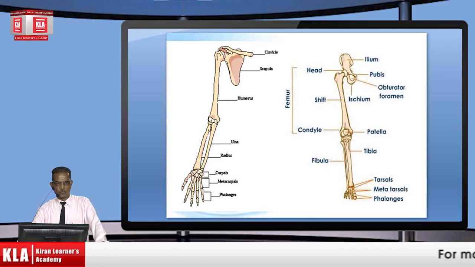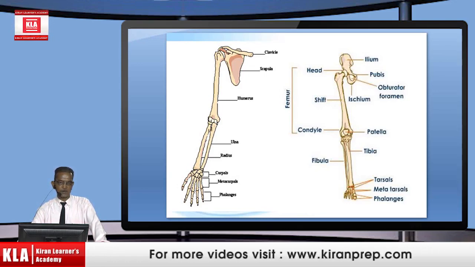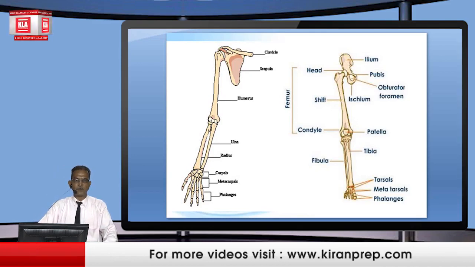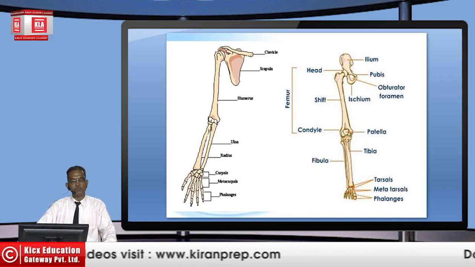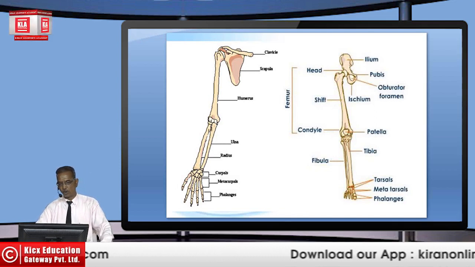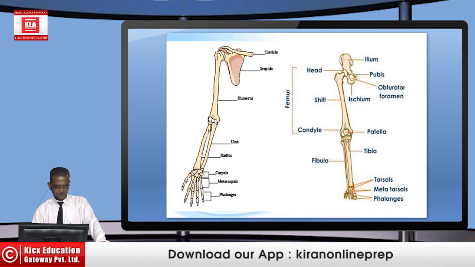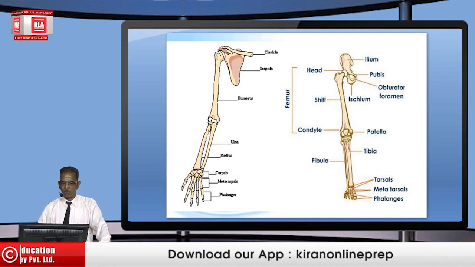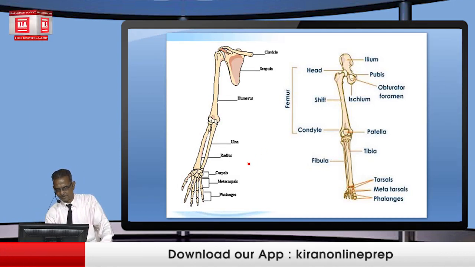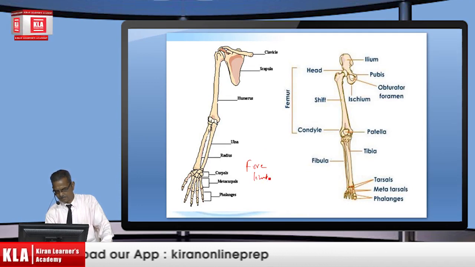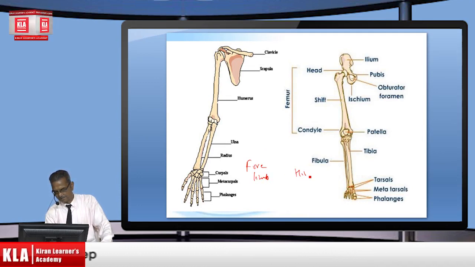What we have done so far is the axial skeleton, and now we are coming into the appendicular part of the skeleton. In the appendicular part, we are talking about the limbs. As you know, we use the words forelimb and hind limb.